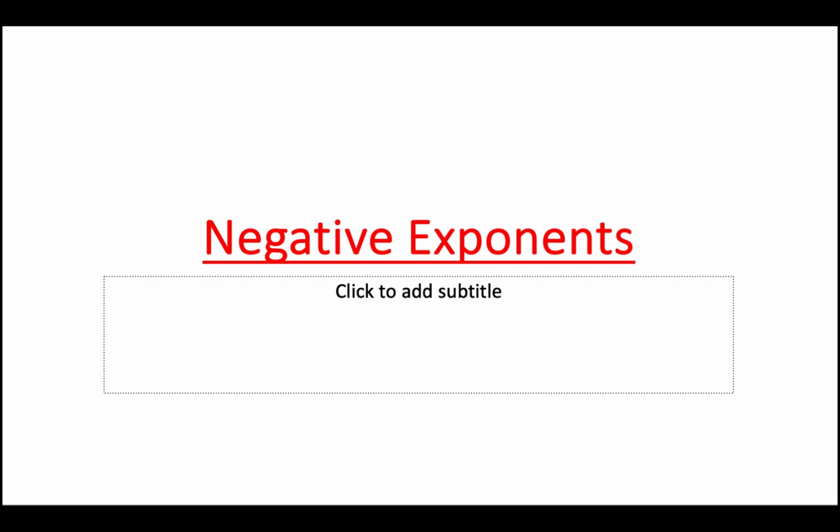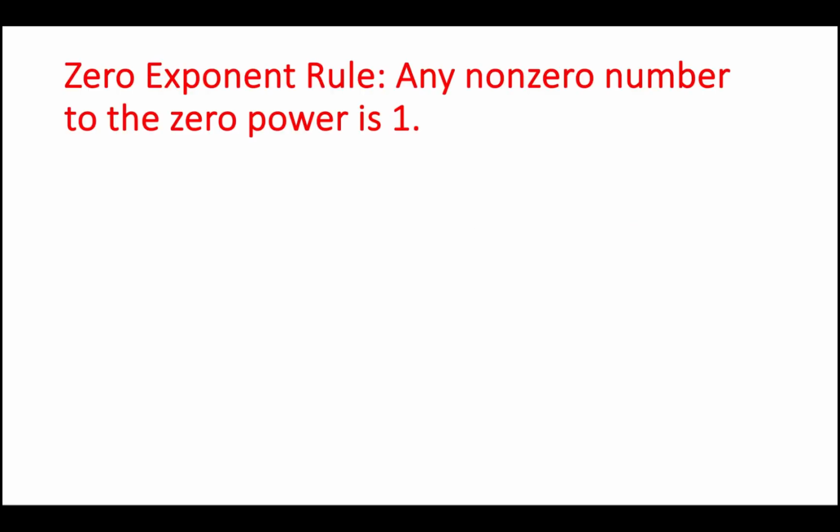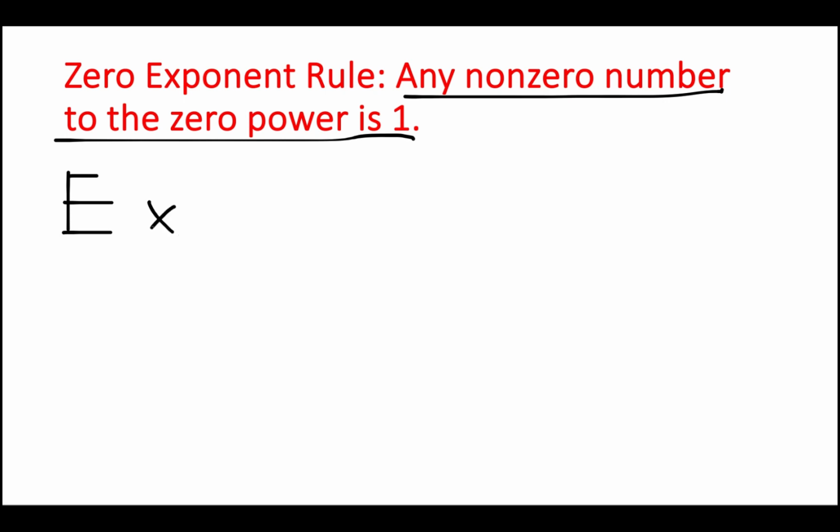Let's start with negative exponents. So the zero exponent rule is: any non-zero number to the zero power is 1. For example, 9 to the power of 0 is going to be equal to 1.